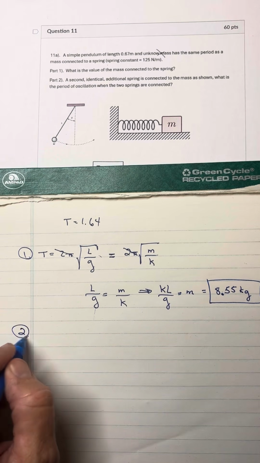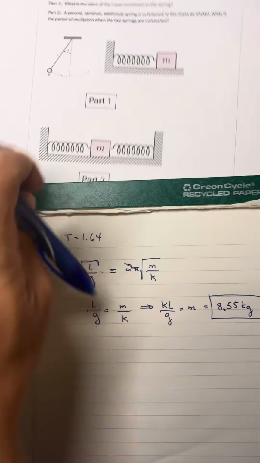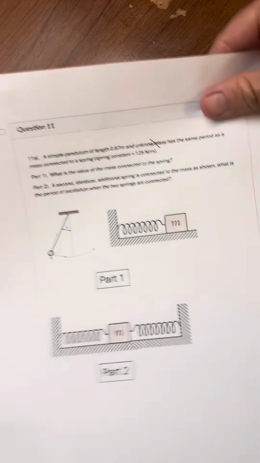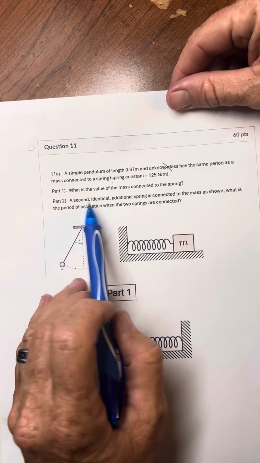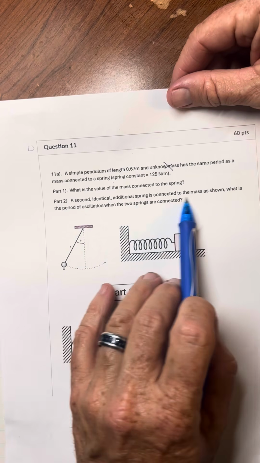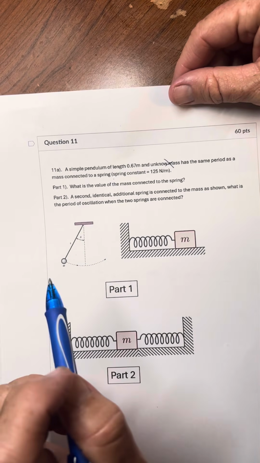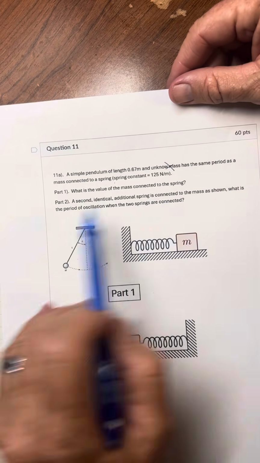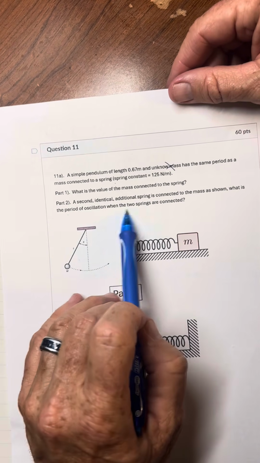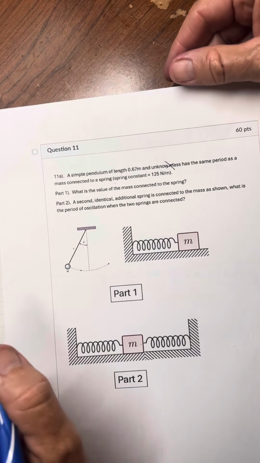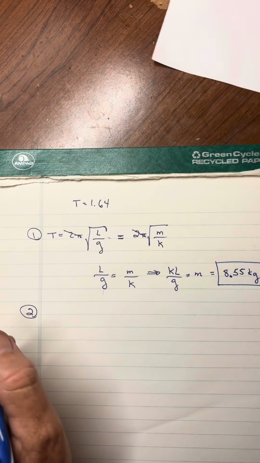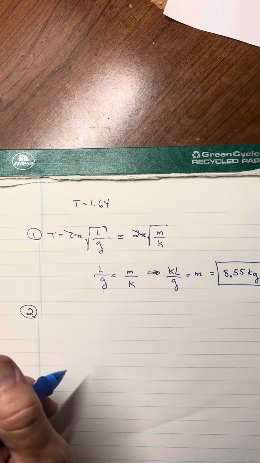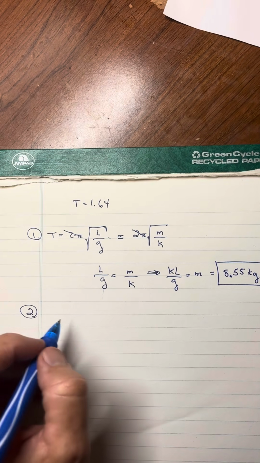Part 2, then, is going to have us thinking a little bit outside the box here. It says a second identical additional spring is connected to the mass as shown. And so we hook a mass on the other side. What is the period of oscillation when the two springs are connected? Okay, so now we have 2 springs.